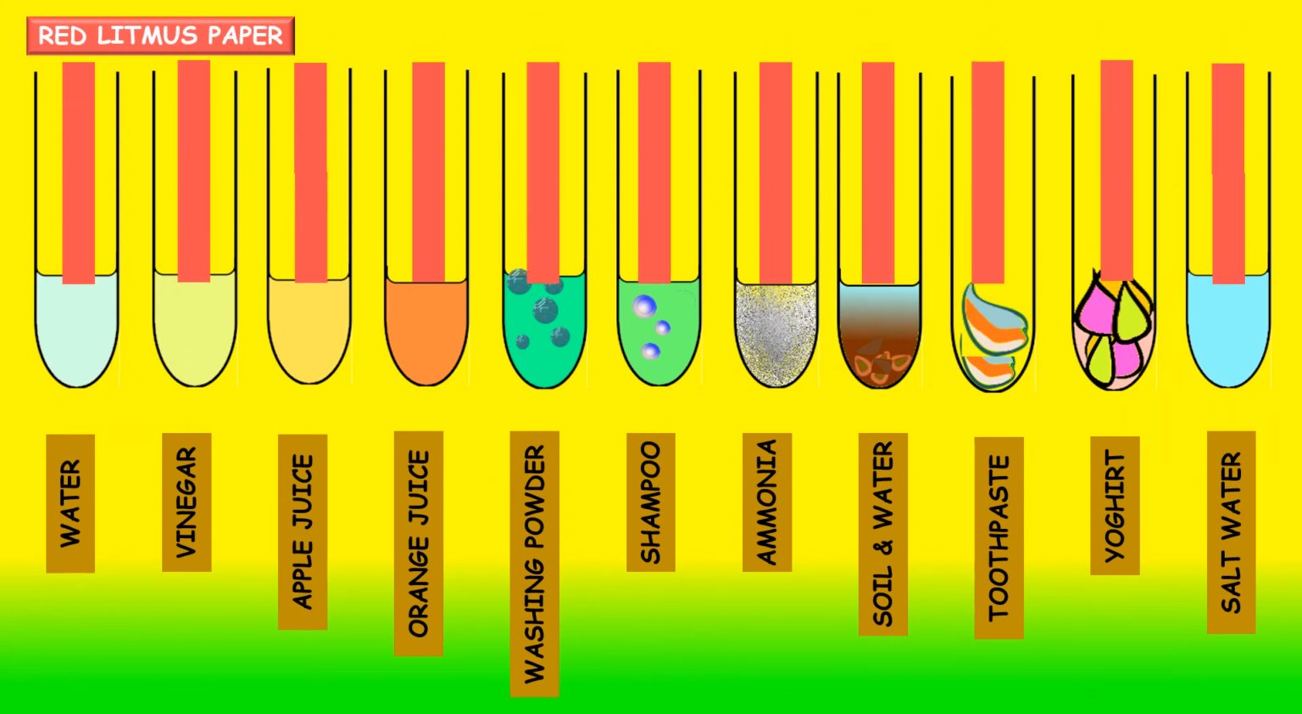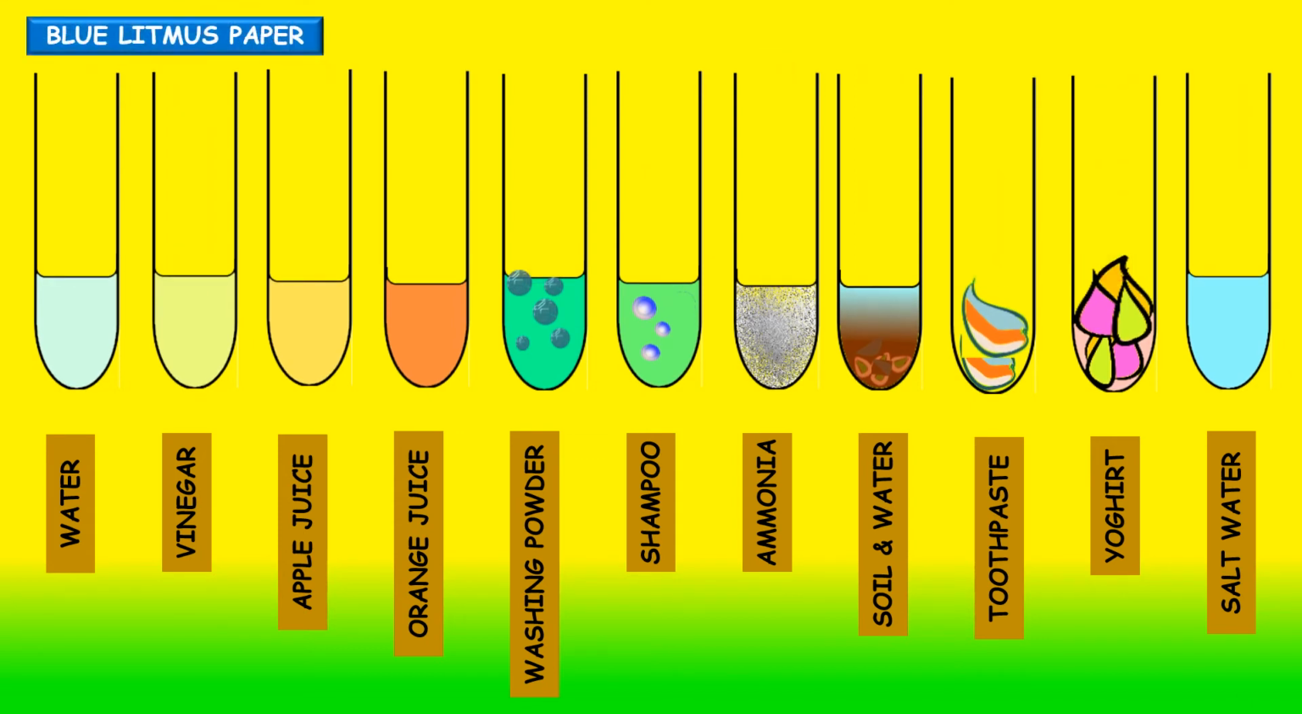Use the red litmus paper to complete the first part of the investigation. Observe what happens to the color of the litmus paper. Record what you observe. Now, do the same thing with the blue litmus paper. Record what you see.